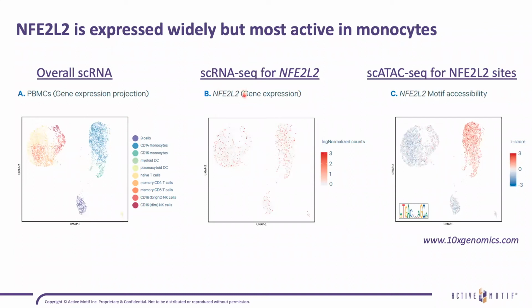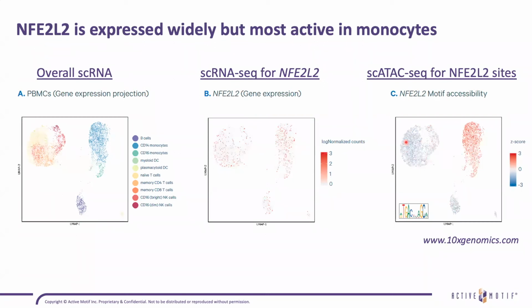Focusing on the center panel, focusing on NFE2L2 gene expression in the middle UMAP plot, it seems to be expressed across these populations. However, the ATAC UMAP plot on the right reveals that only the monocytes have open chromatin at NFE2L2 consensus sites.